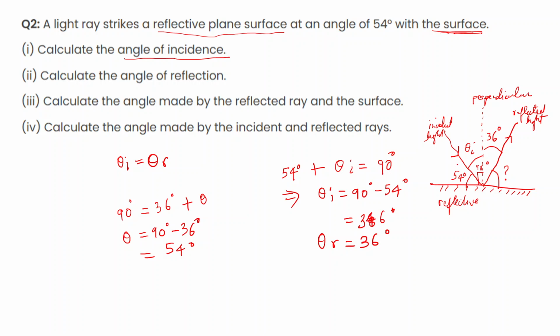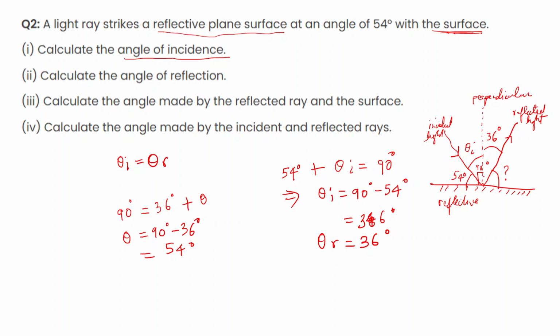Or we can simply see that theta i is equal to theta r. So remaining 90 minus theta i and 90 minus this unknown should be same, right? So from the picture we can see and say that it's 54 degree. So angle made by reflected ray and the surface is 54 degree. Angle made by incident light and the surface is also same.